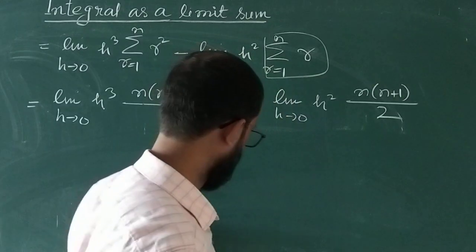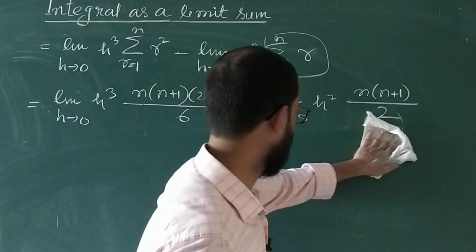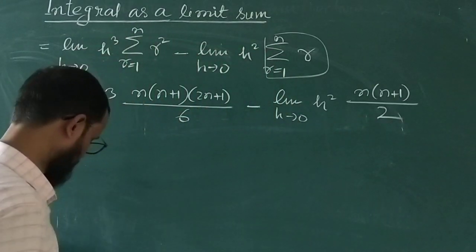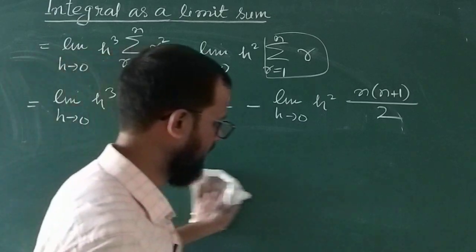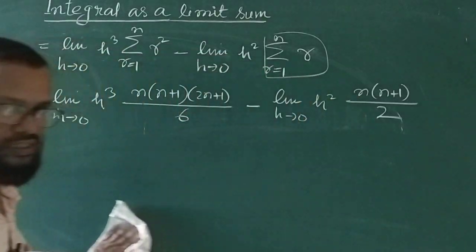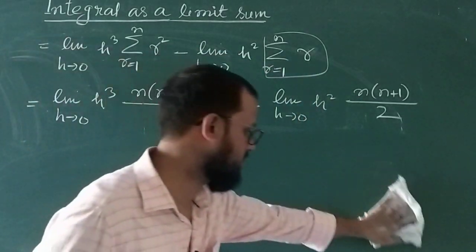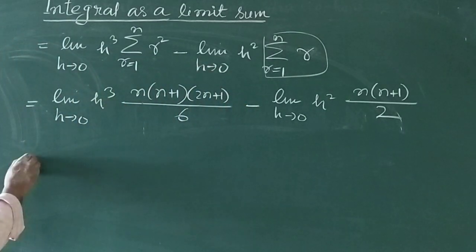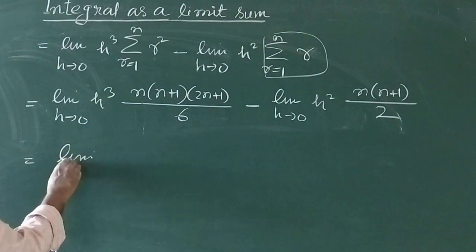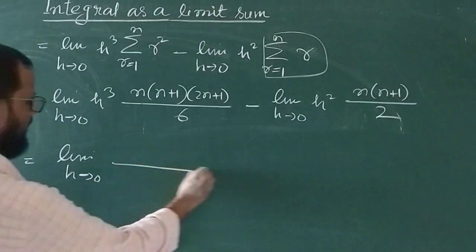So now there are three factors in the first expression, n into n plus 1 into 2n plus 1, and there are 3 h multiplied together, h into h into h. So every h must be multiplied with one factor. Limit h tends to 0, what will we do?